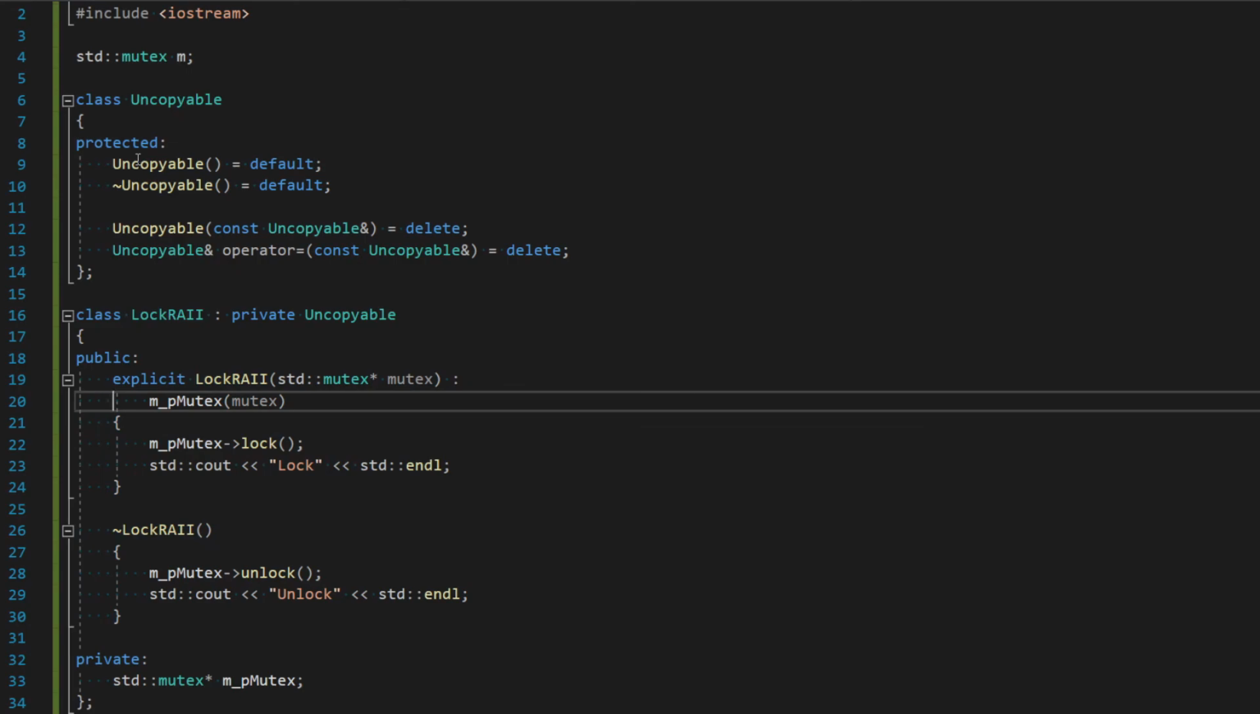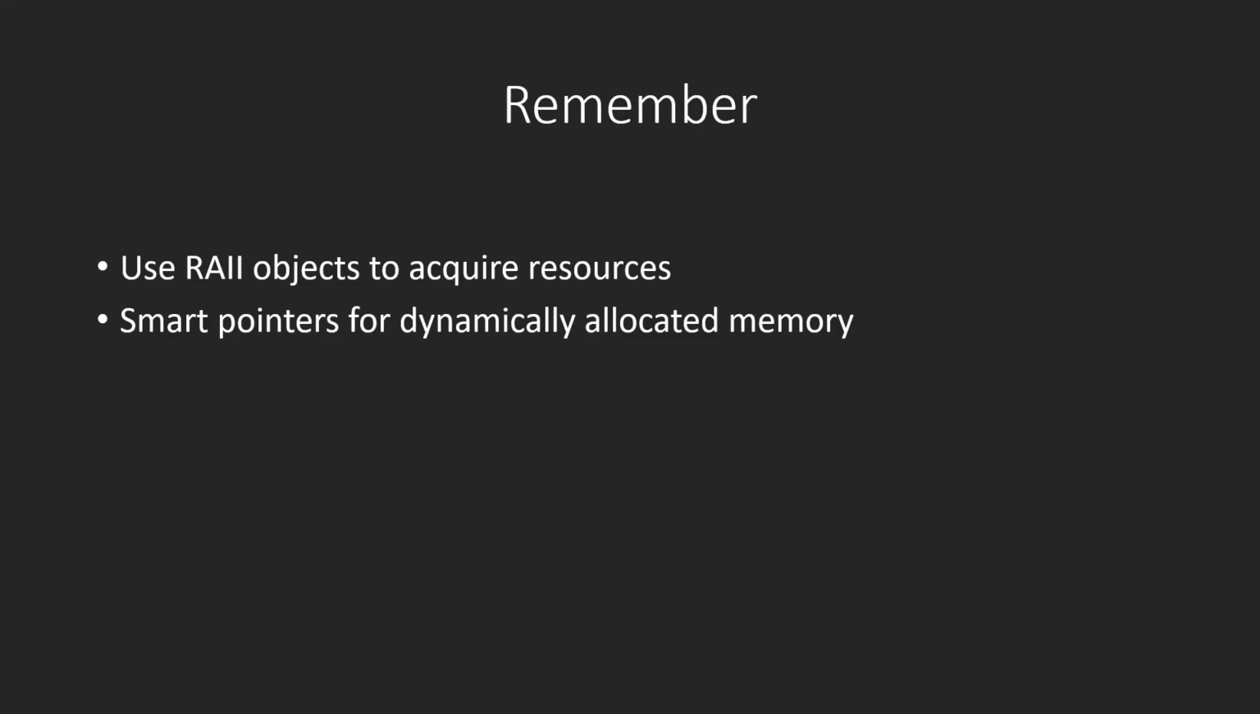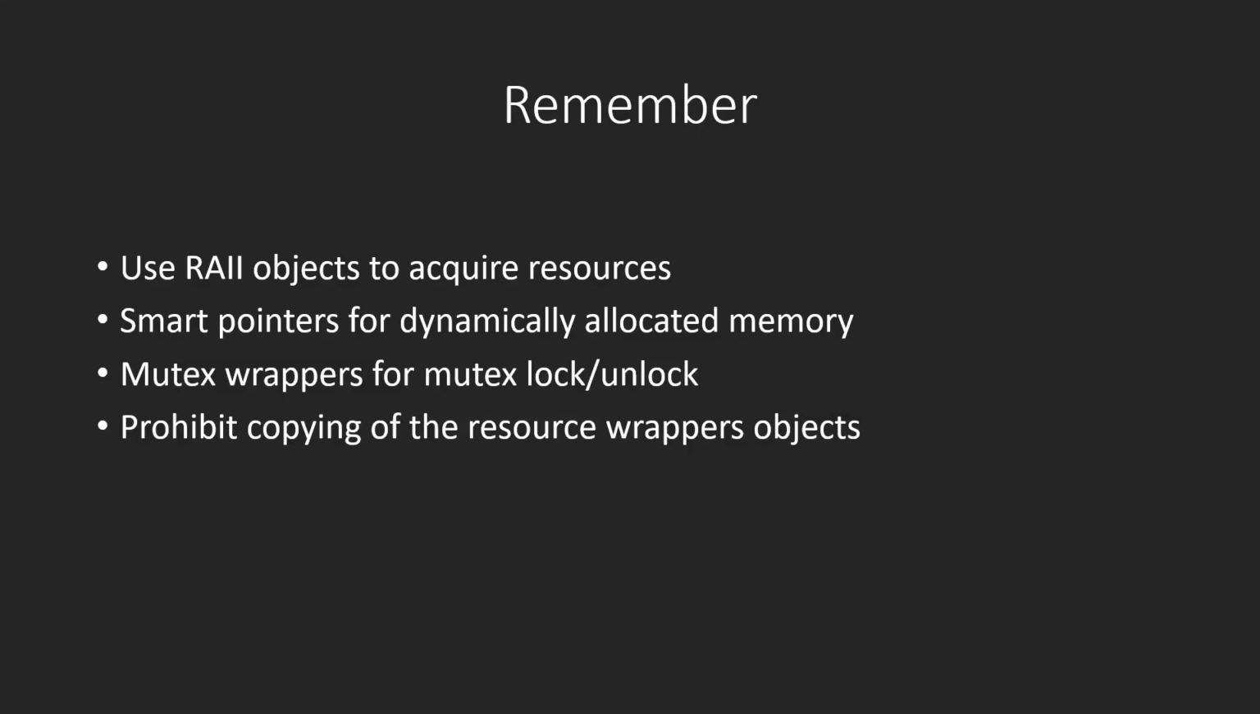So that's it. At the end of the video, I would like to repeat key things. First of all, use RAII objects to acquire resources, smart pointers for dynamically allocated memory, mutex wrappers for mutex lock and unlock, and of course prohibit copying of the resource wrapper objects.